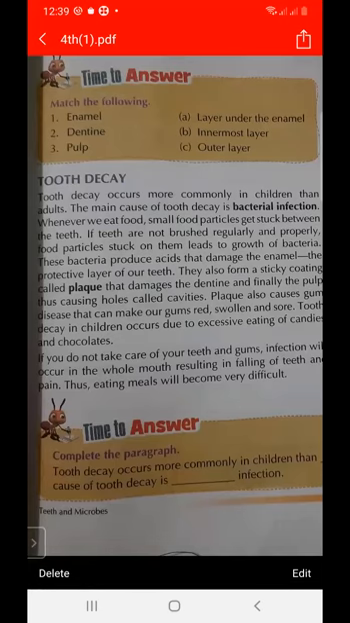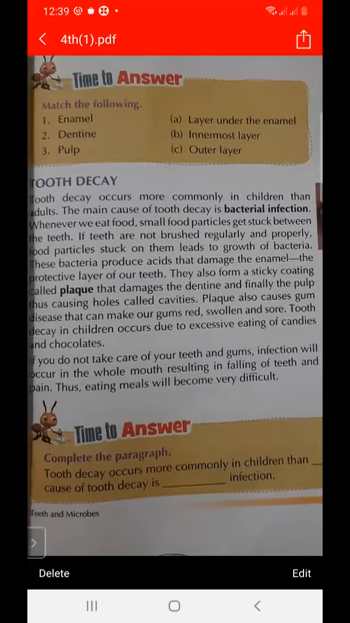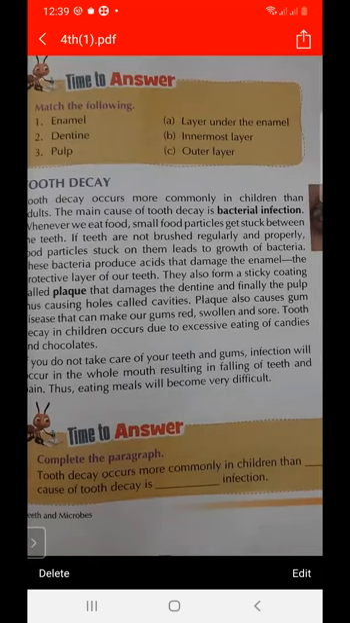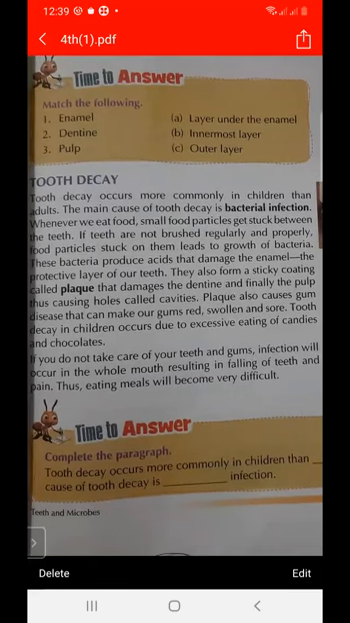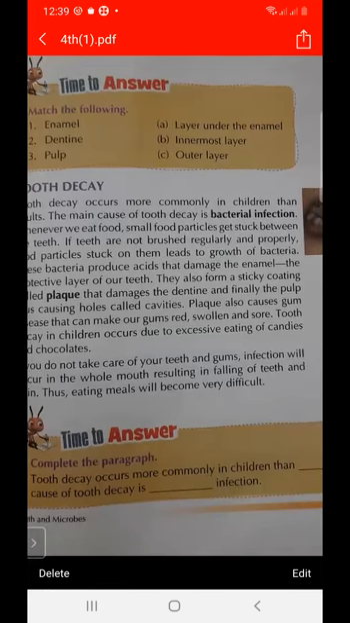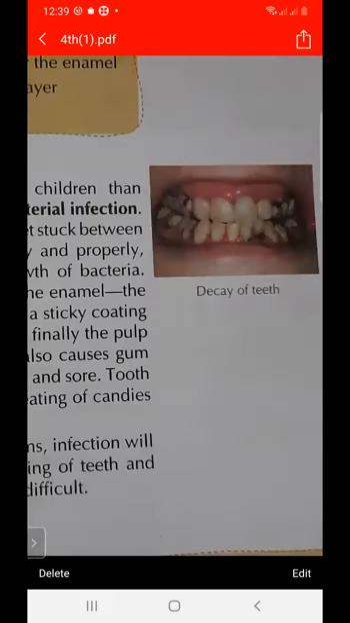They also form a sticky coating called plaque that damages the dentine. So when the teeth are destroyed, they form a sticky coating called plaque and damage the dentine. So this is the decay of teeth. They form a yellow layer on the teeth.